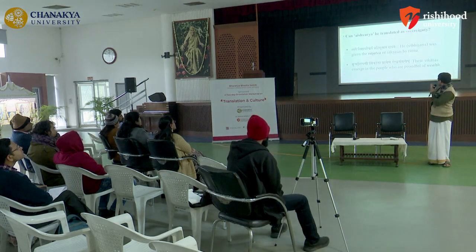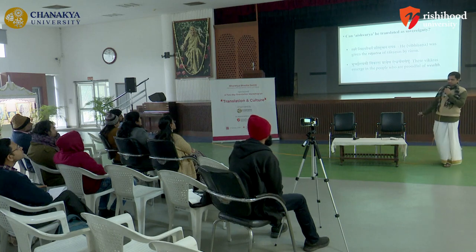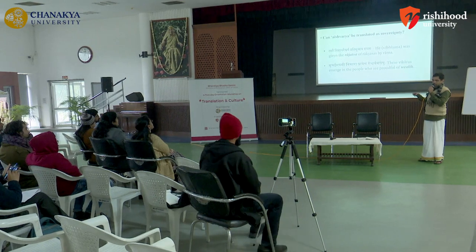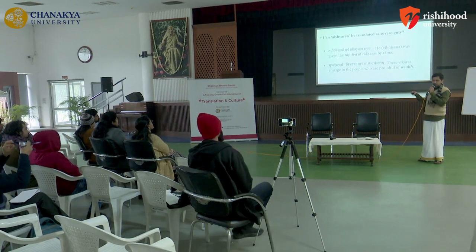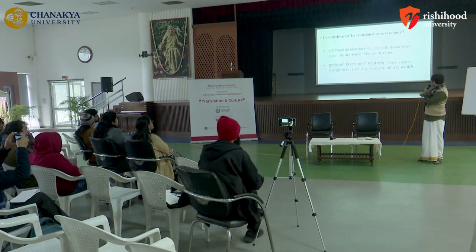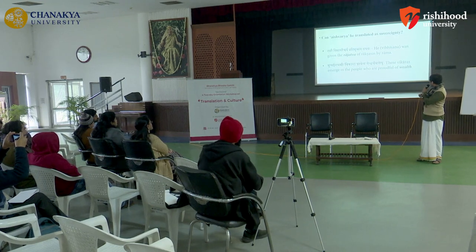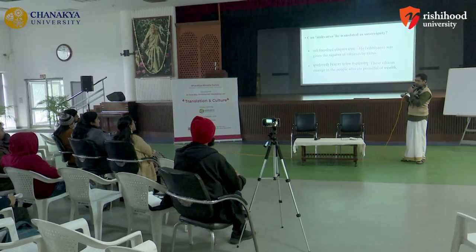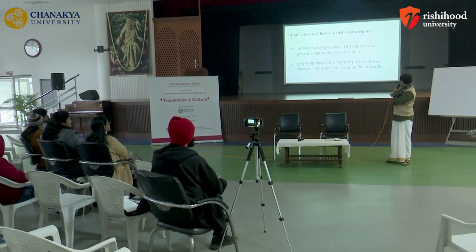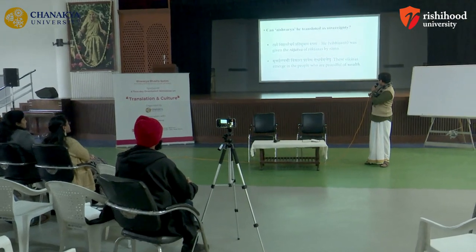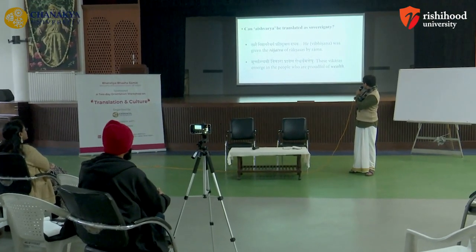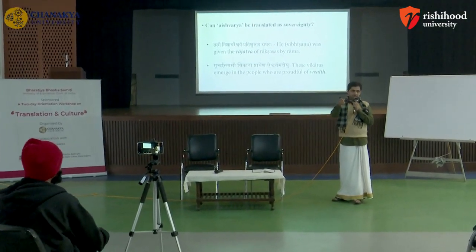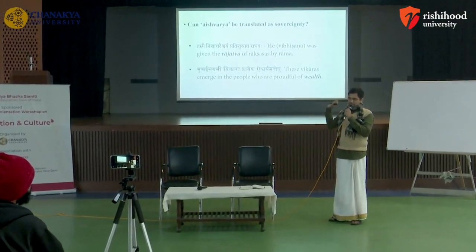I have taken these examples from Kalidasa. This is how commonly the word Aishwarya is used in all Sanskrit texts. In the first example, Nishachara Aishwarya. Nishacharas are Rakshasas. So he was given the Rajatva, the Aishwarya of the Rakshasas, by Rama. Rama gave Aishwarya, meaning the Rajatva, to Vibhishana after the war. That is the meaning of the first sentence.